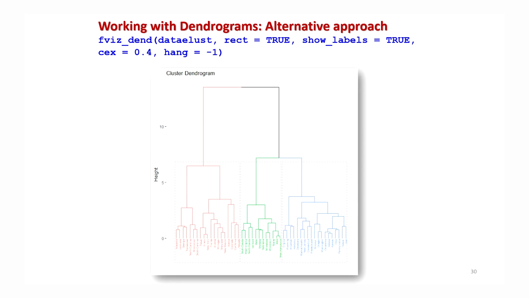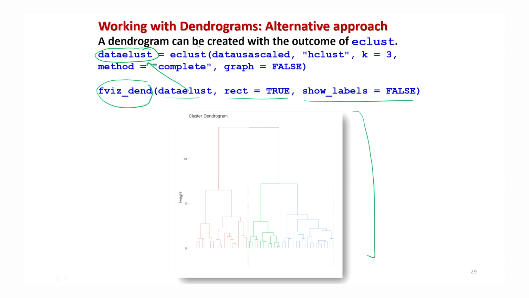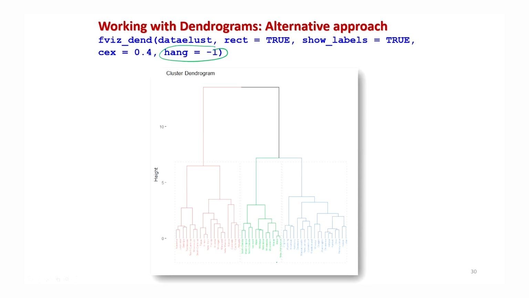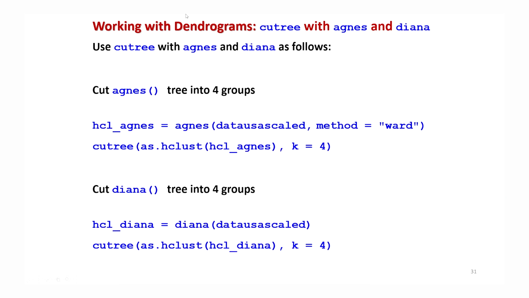Now, in case you want to use this option here, hang is equal to -1, you can see that in the earlier case there are no names of the states, but if you use the hang command, you can see these names have come here because of this hang command, right? So this is how you can see it.